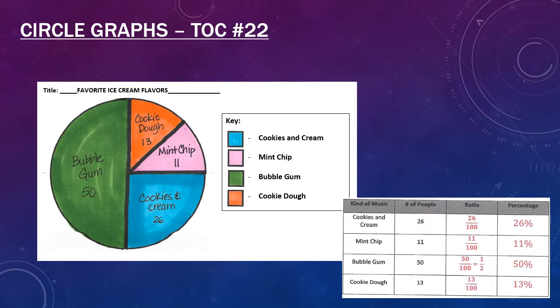Like I said, you don't have to construct this for your SOL. You just have to be able to read it and compare it to another graph. So here's what your chart should look like. Make sure you label it, add in those amounts, and you should be good to go.